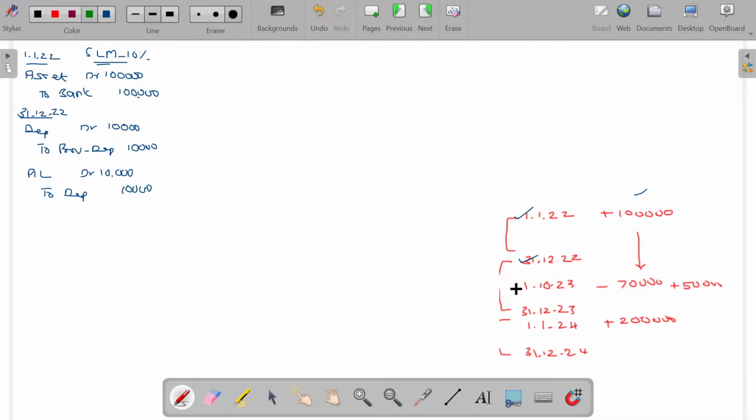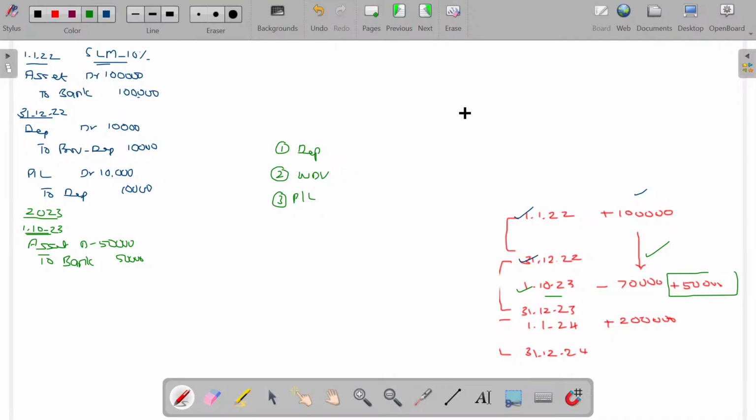Let's move on to the next year. In the year 2023, to find out the depreciation in the year of sale, you better start with 1/1/22 original value. For that, the previous year depreciation for the year 2022, at the rate of 10% on this being 10,000, 90,000 being 1/1/23 WDV.